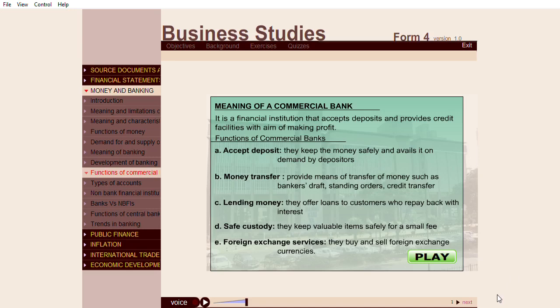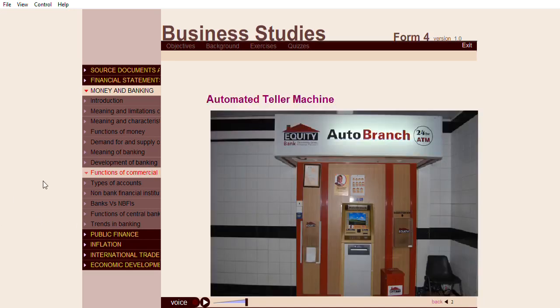Lending money. They offer loans to customers who repay back with interest. Safe custody. They keep valuable items safely for a small fee. Foreign exchange services. They buy and sell foreign exchange currencies. Automated teller machine.